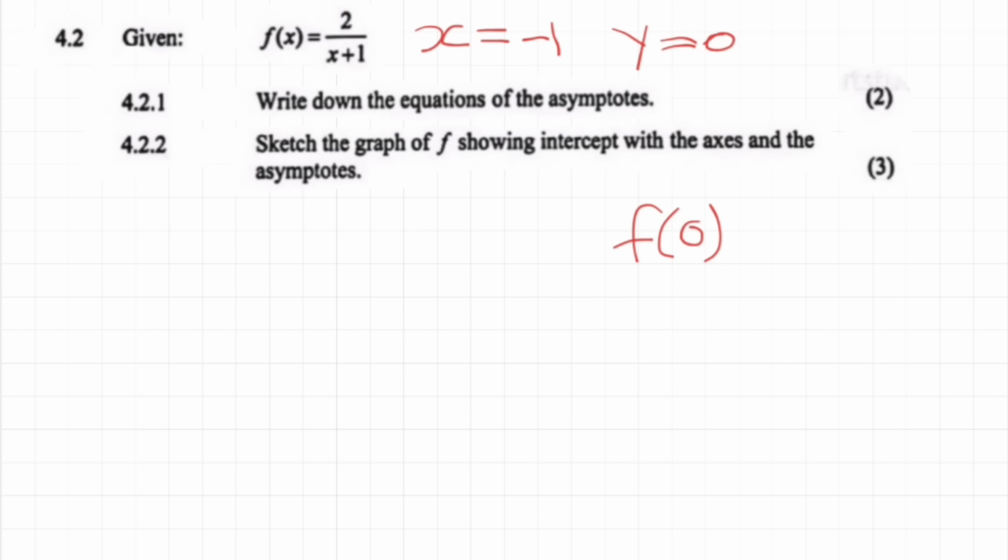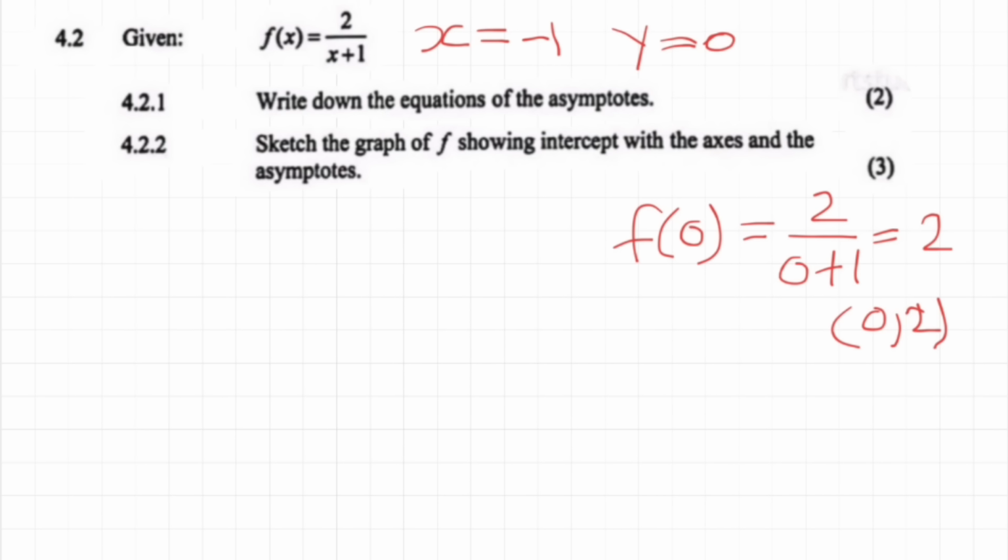For the y-intercept, we have to let x be equal to 0. We'll put 0 here plus 1, which is going to give you 2, actually, because 2 divided by 1 is going to give you 2. So we did find the y-intercept. The coordinate is going to be (0, 2). I think now we're done. We can sketch this graph.